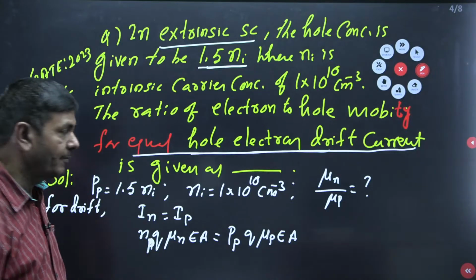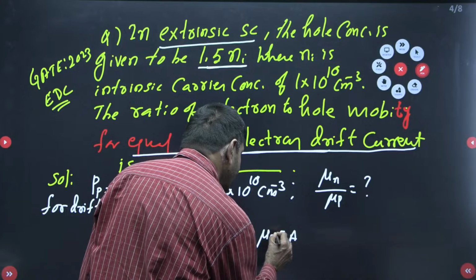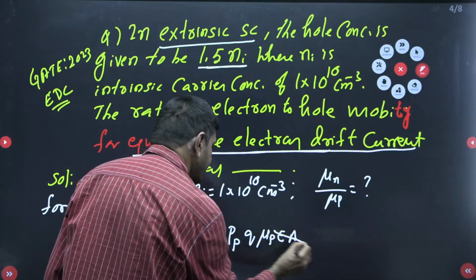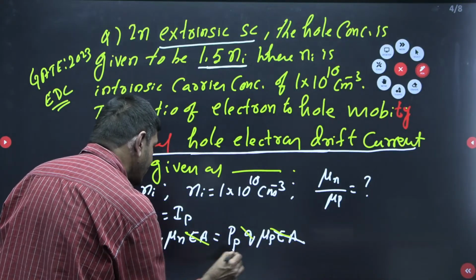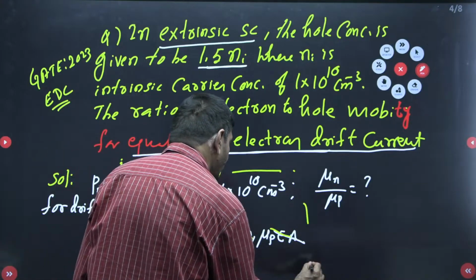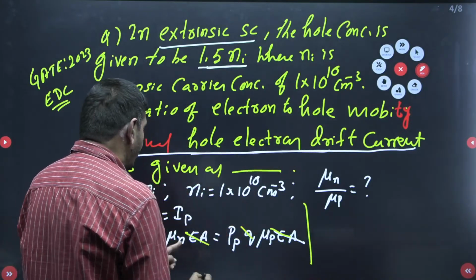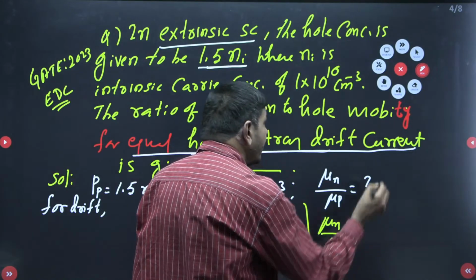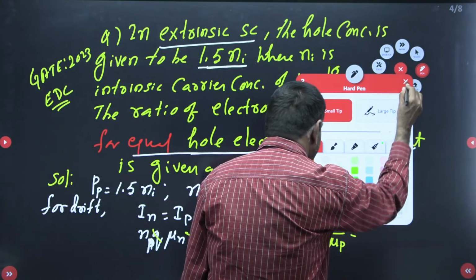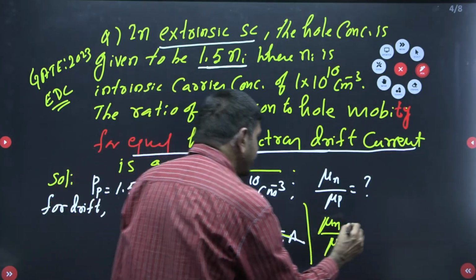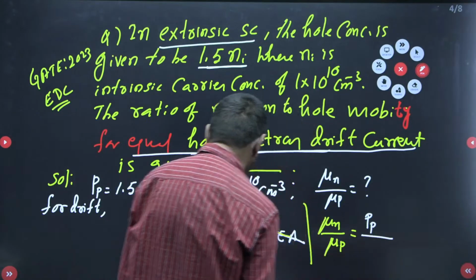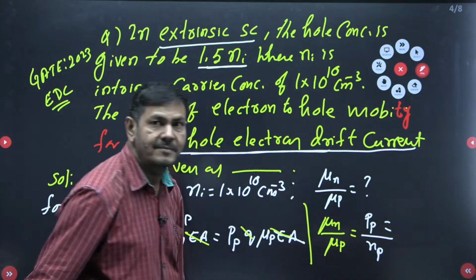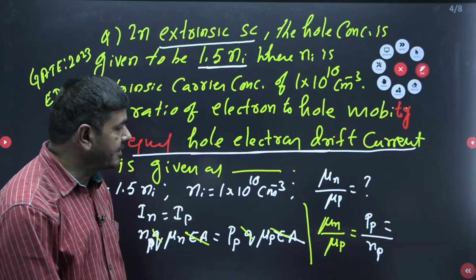The point to remember here: E and A on this side and this side I can cancel, and the charge also I can cancel directly. Finally, I want mu_n by mu_p. Mu_n by mu_p is to be taken as p_p by n_p. Thereby I require p_p and n_p only.